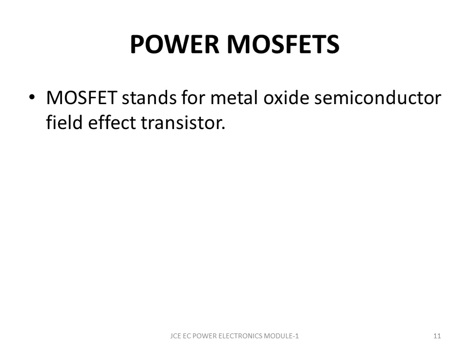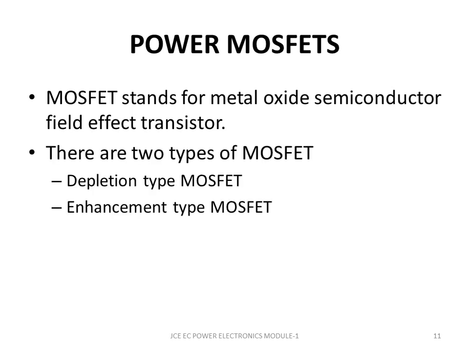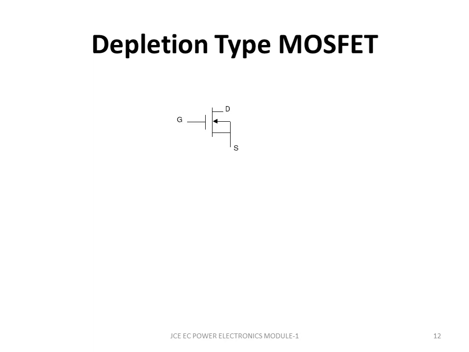Power MOSFETs. Coming to power MOSFETs, this is a device which stands for metal oxide semiconductor field effect transistor. There are basically two types of MOSFET. One is the depletion type MOSFET and the other is the enhancement type MOSFET. If you look at the depletion type MOSFET, we have already done this in the low power circuits in earlier semesters, but just a revision sort of.